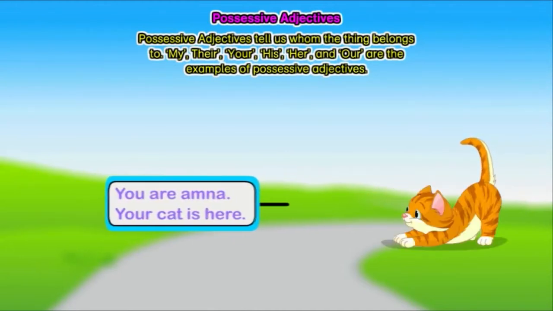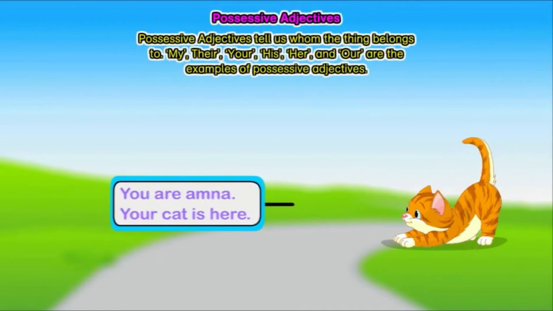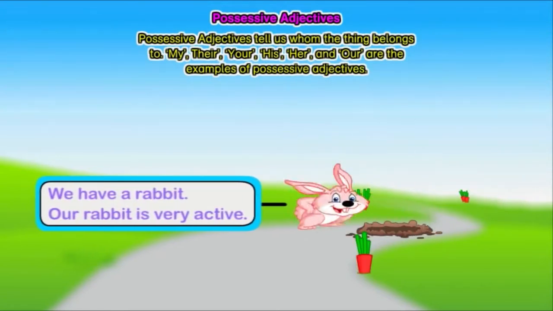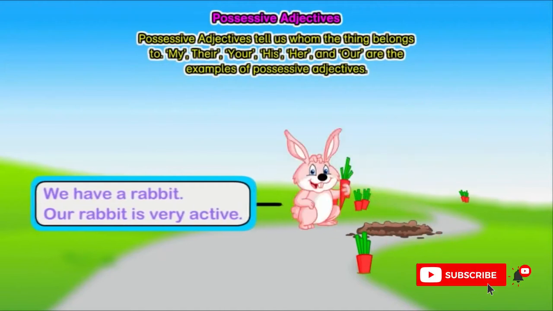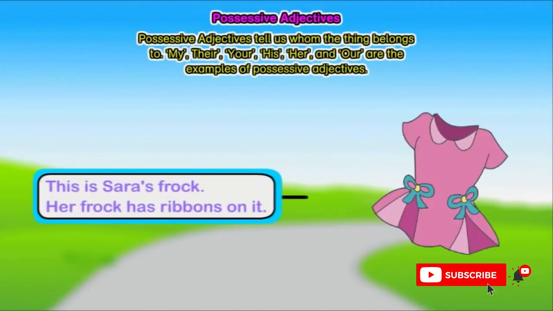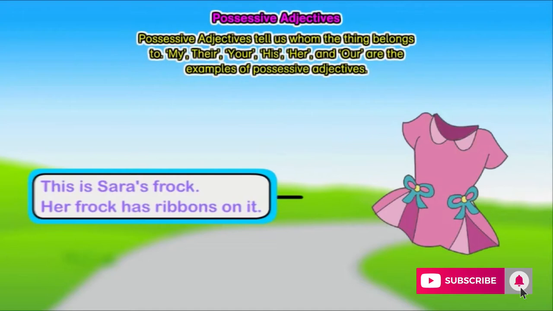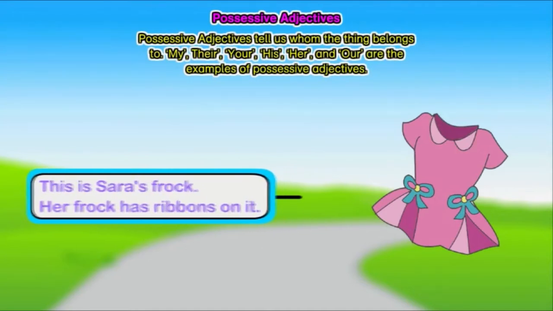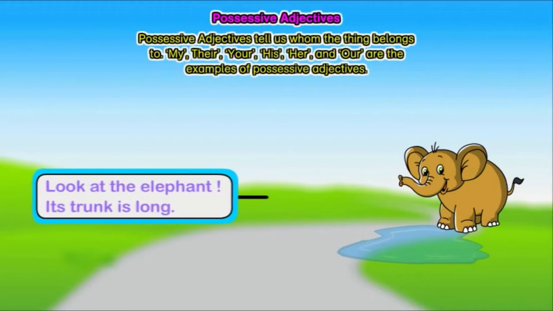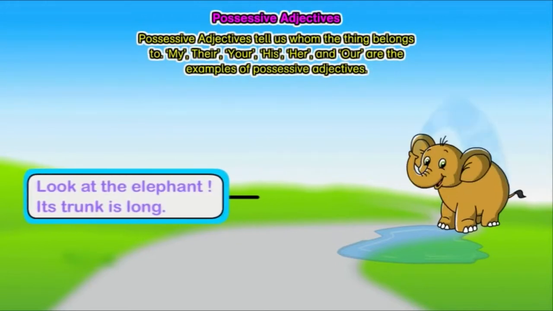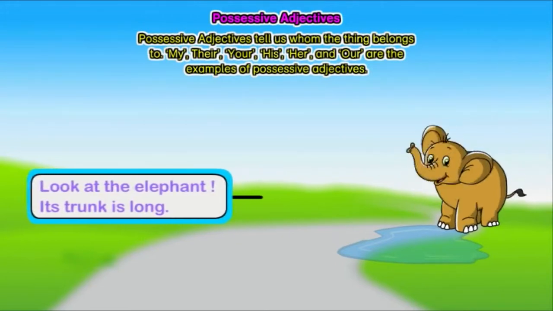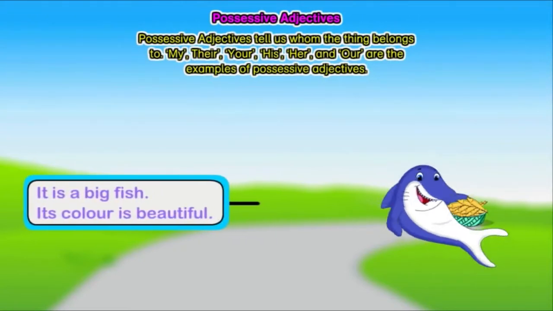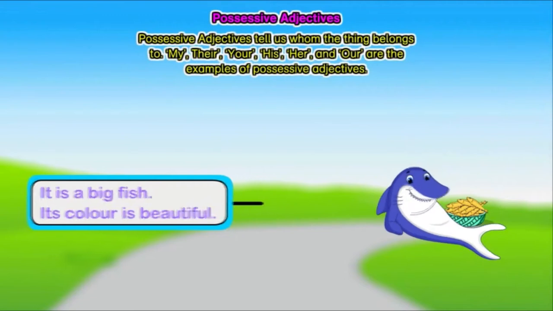You are Amina. Your cat is here. We have a rabbit. Our rabbit is very active. This is Sarah's frog. Her frog has a ribbon on it. Look at the elephant. Its trunk is long. It is a big fish. Its color is beautiful.